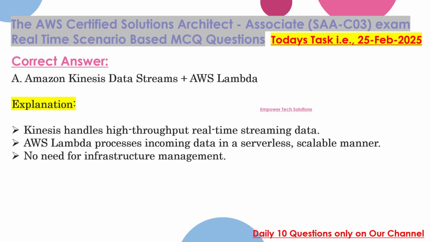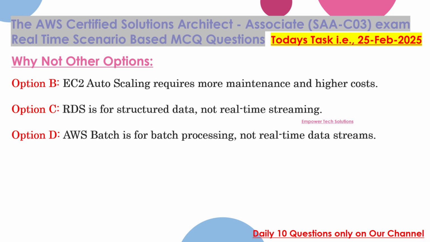Explanation: Kinesis handles high-throughput real-time streaming data. AWS Lambda processes incoming data in a serverless, scalable manner. No need for infrastructure management. Why not other options? Option B.